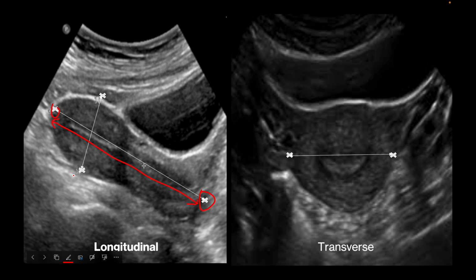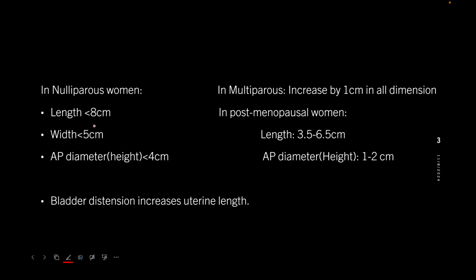Similarly, we take the height or anterior posterior diameter of the uterus in the mid-sagittal plane from outer to outer serosal surface. So this is the height of the uterus. Uterine width is measured in the transverse plane like this. Remember the rule of 8-5-4: 8 length, 5 width and 4 is the height of the uterus.